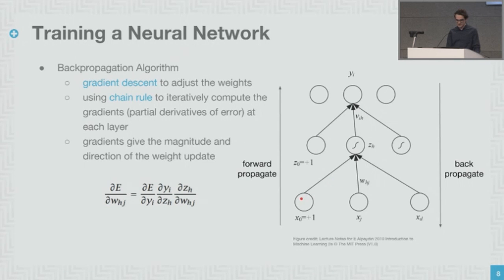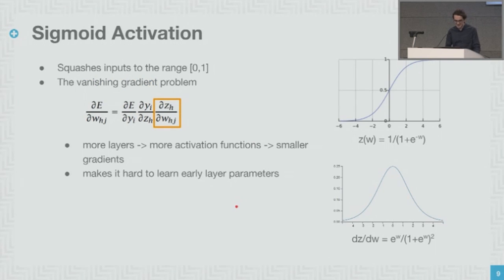Forward propagation means activating these neurons and forwarding the activations, and backpropagation means computing the partial derivatives of these errors using the chain rule, having a dynamic programming algorithm. So let's go back to activation functions.